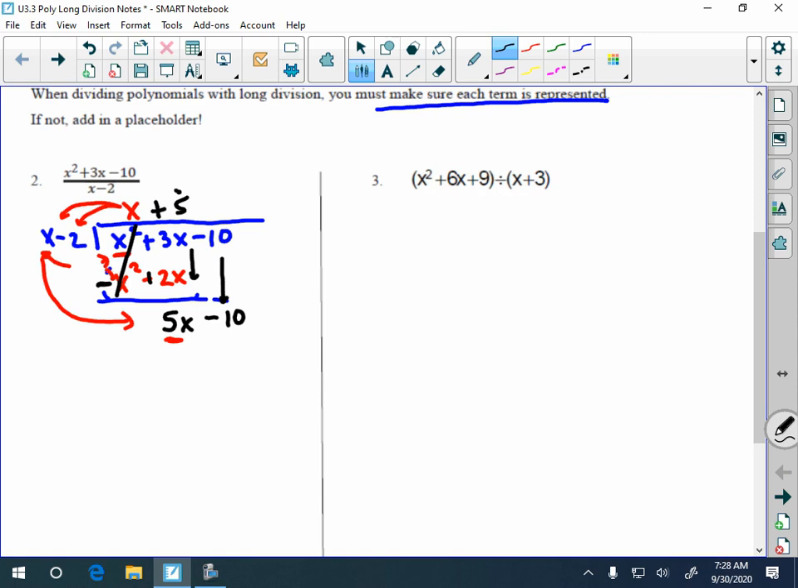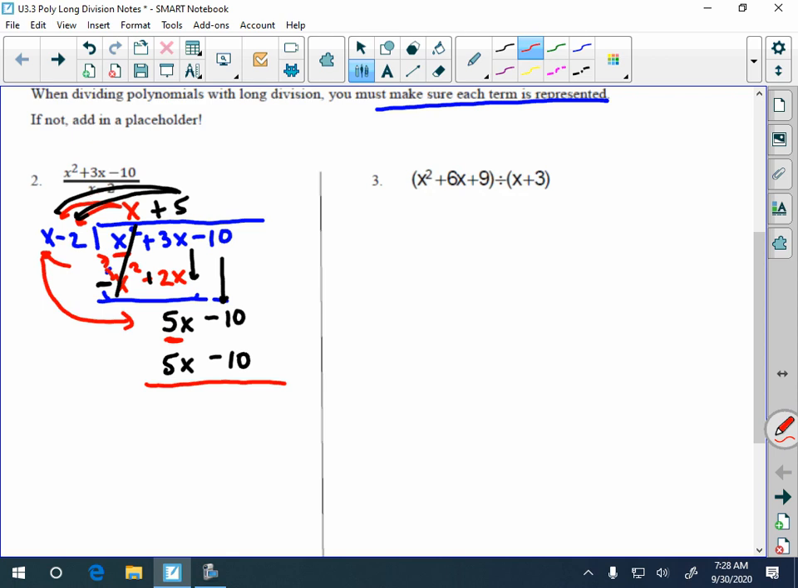So now we'll take the 5 this time and distribute to the x and the negative 2. So 5 times x is 5x. So carry it down here. And then 5 times negative 2 is negative 10. Okay, and then we'll draw a line.